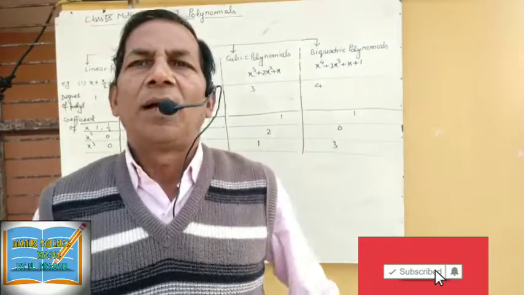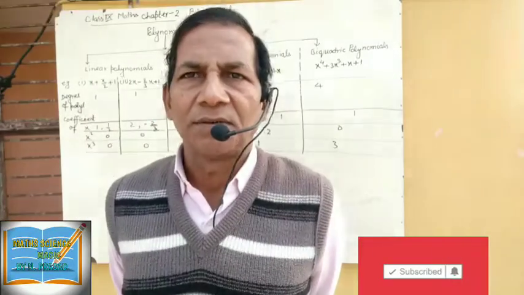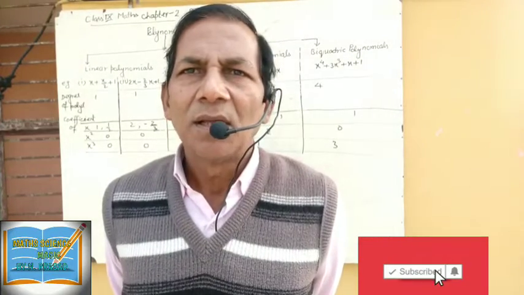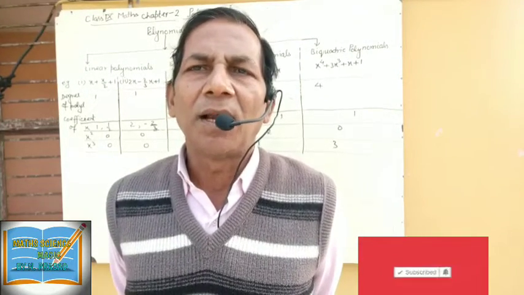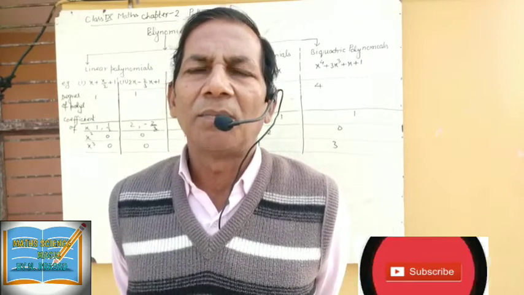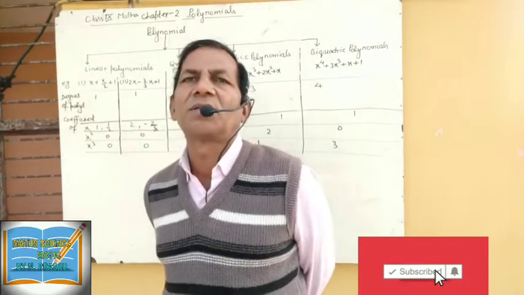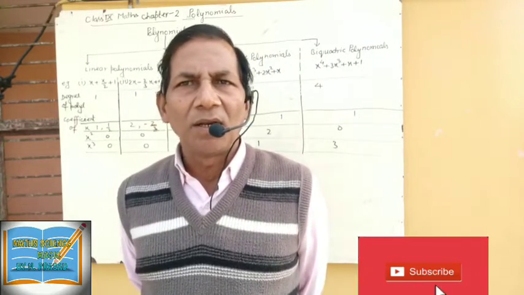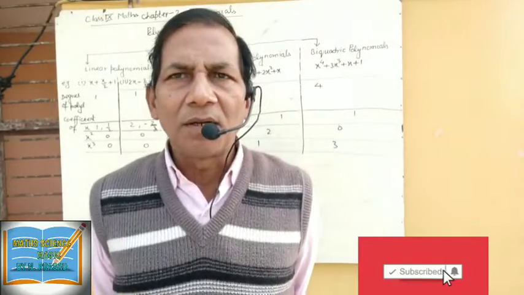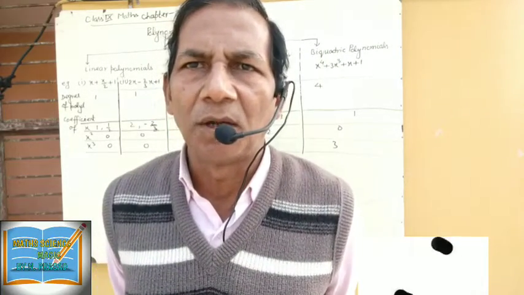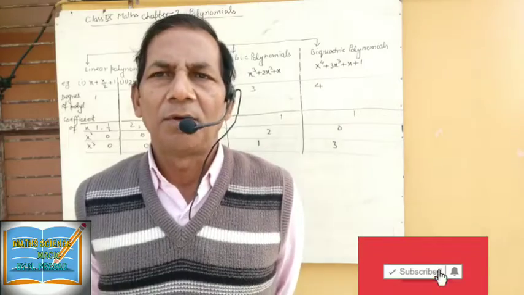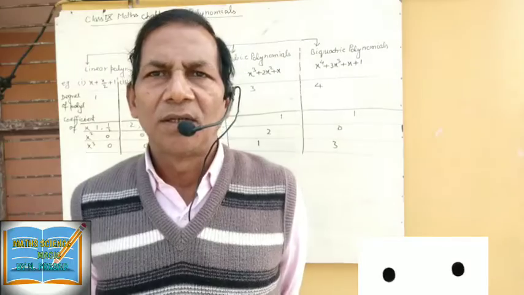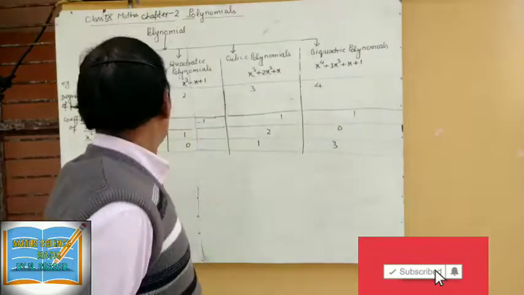Polynomial, as you know, is an expression. Expression means the variable and constant related with mathematical operations, addition, subtraction, multiplication, is known as an expression. That is the polynomial also. The types of polynomial are linear polynomial, quadratic polynomial, cubic polynomial, and biquadratic polynomial. I have already drawn on the board the names of these polynomials, examples, and related terms.